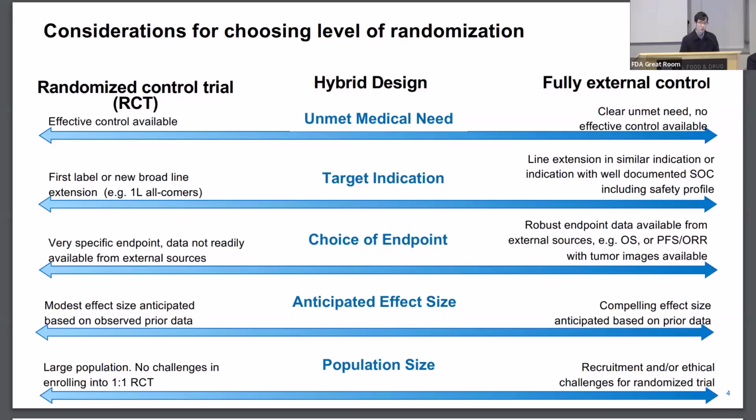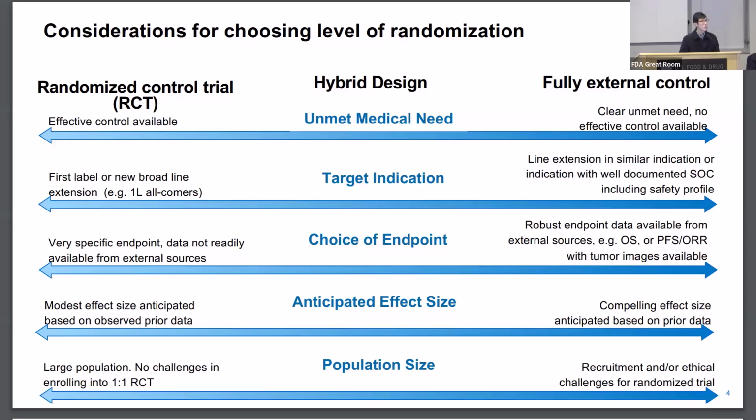Choice of endpoint is also an important consideration. For the randomized control trial setting, you may consider whether there's a specific endpoint that you don't have data readily available from external sources, then it's wise to choose the randomized control design. On the other hand, if you want to do the fully external control part, you want to have a robust endpoint where you have data available from the external sources, for example, overall survival, etc. So again, the hybrid design would fall in between the two.